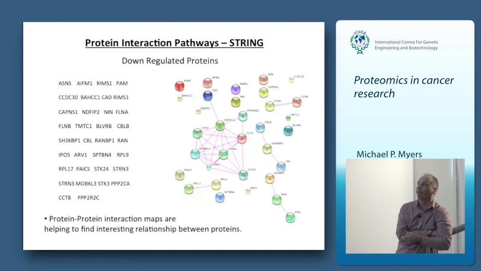But we typically take a list like this and we map it on the interaction network. So, for example, this list, which really looks like nothing, actually, if you do the interaction network, what you find out is you have a really tight set of proteins that interact with each other that are all involved in the same function. In this case, this is protein phosphatase 2. So this is a set of proteins that are all downregulated that are involved in dephosphorylating stuff.